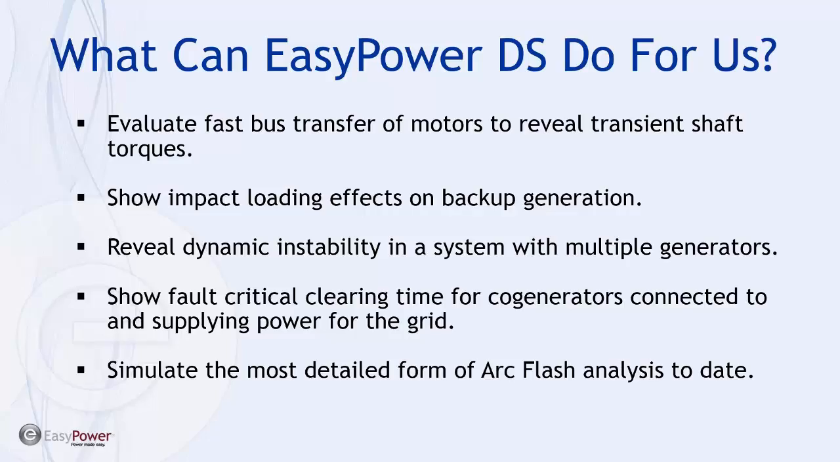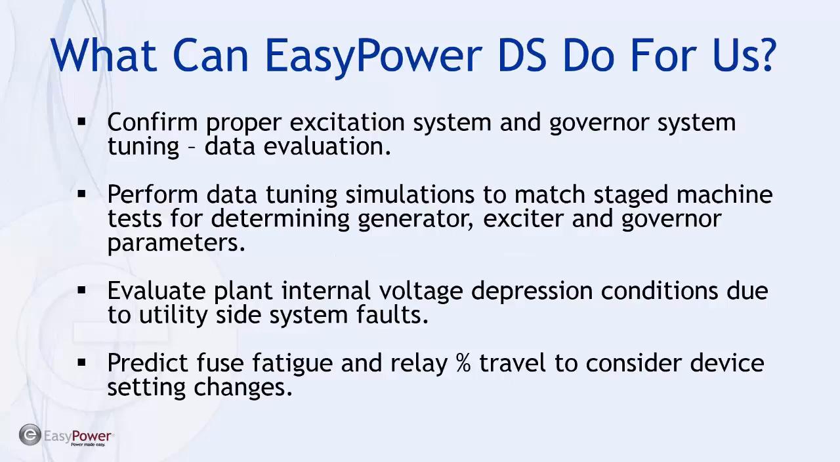We can also show fault critical clearing time for cogenerators connected and supplying power for the grid, and at the same time simulate the most detailed form of arc flash analysis. We'll touch on that briefly at the tail end. Cogenerator clearing time: when the fault has been cleared, does it overshoot the need to pick up the load, and does it go so far that it can't recover from that instability?